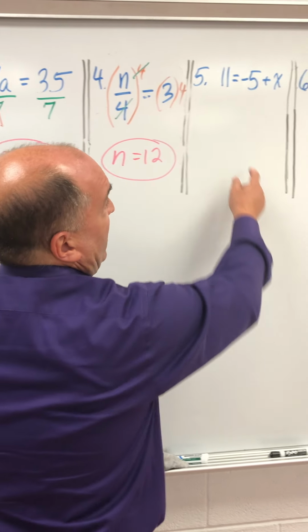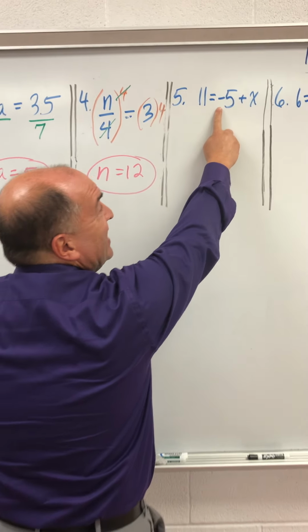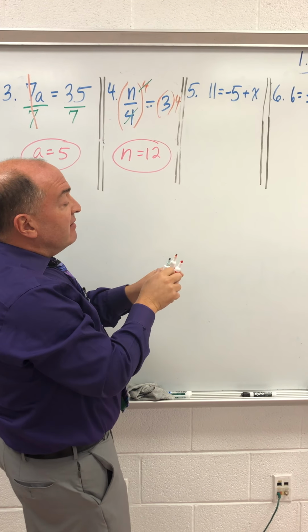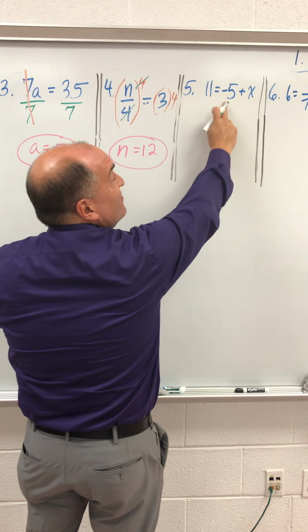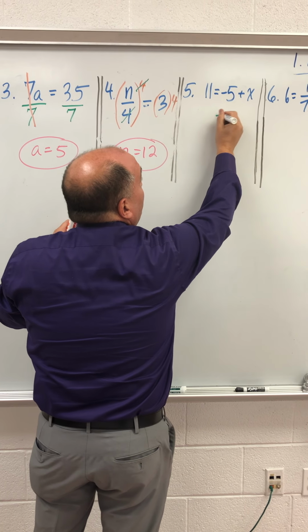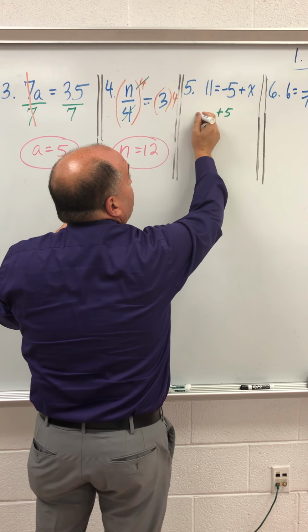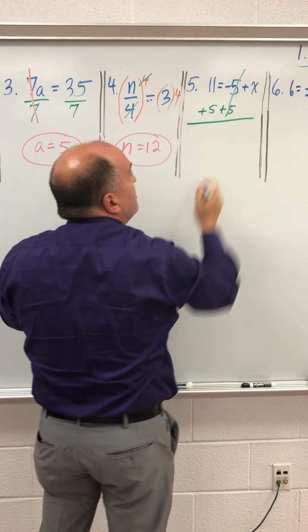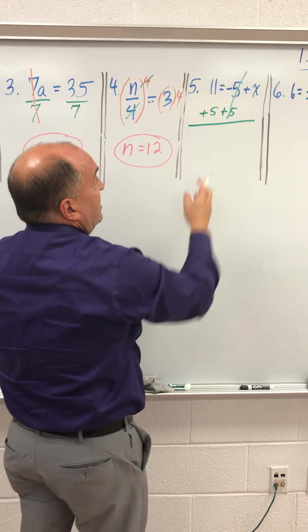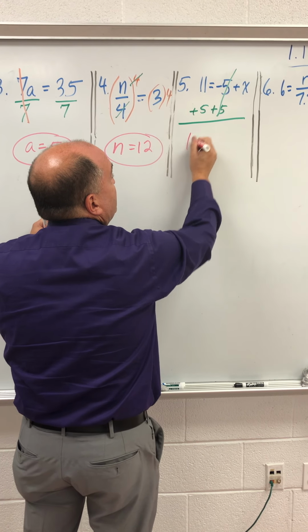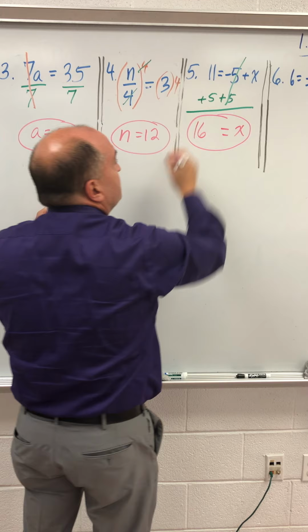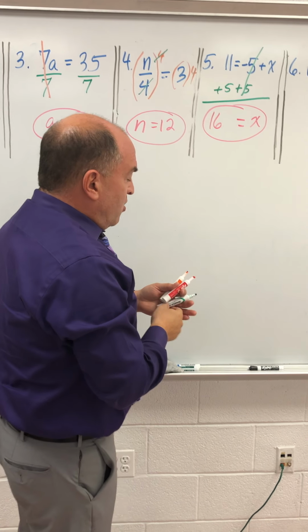It's the same thing. Here, I got a minus 5. I want the letter all by itself. So to get rid of minus 5, I'm just going to plus 5 to both sides. Goodbye. And 11 plus 5 is 16. Easy.